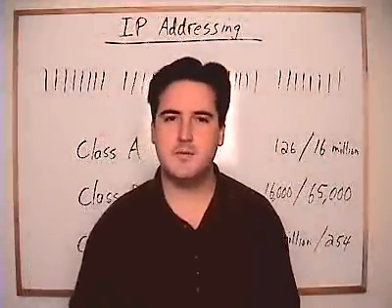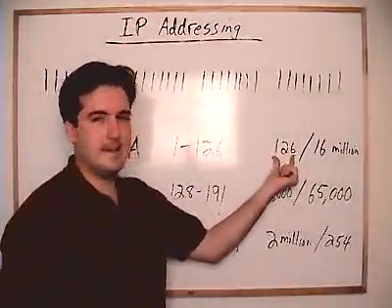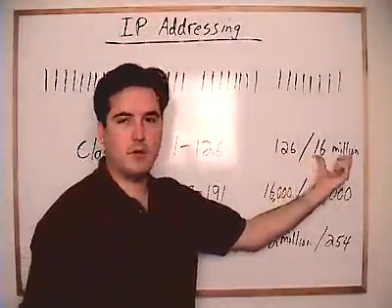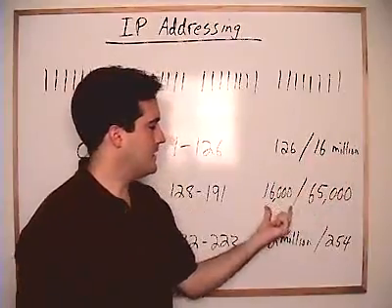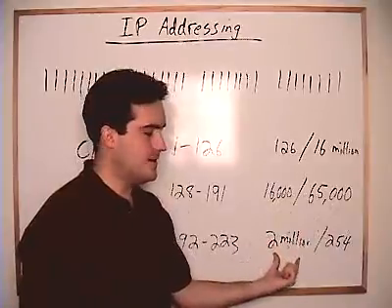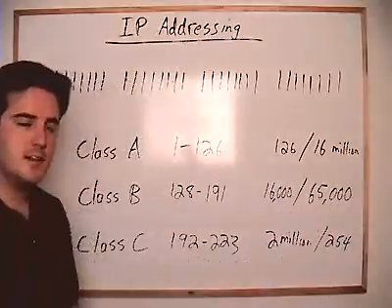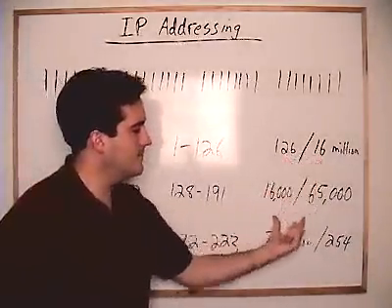So we can see as we move through the spectrum that the Class A address will give you not very many networks, a whole bunch of hosts per network. Class B, pretty good mix between networks and hosts. Class C, a lot of networks, a few hosts per network. Now let's take a look at why these numbers are what they are.